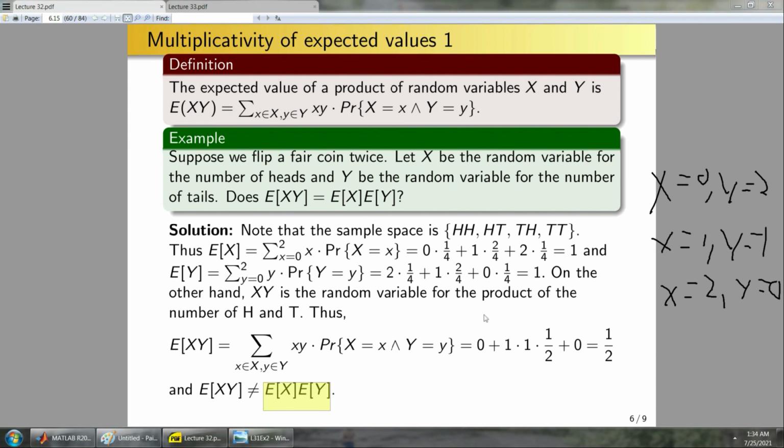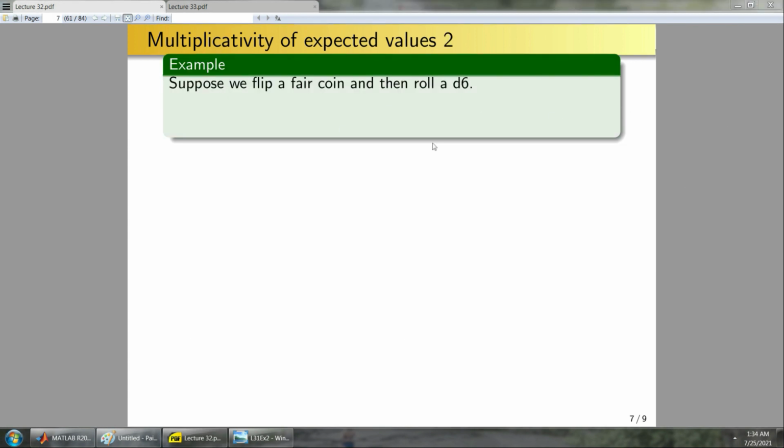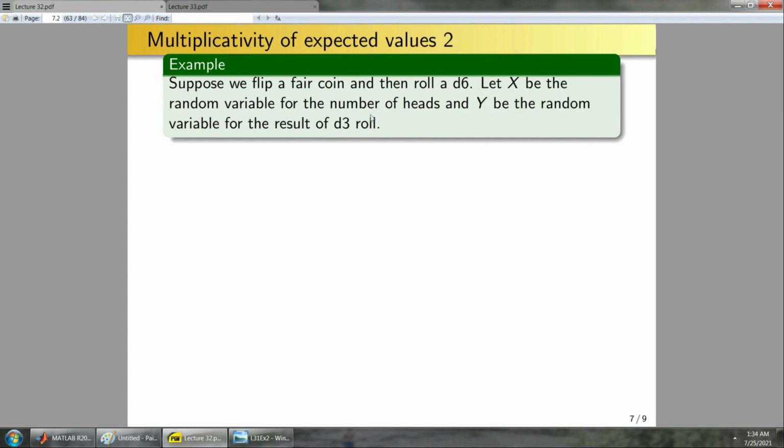Okay, so sometimes this isn't true. Is it true on other occasions? Well, I wouldn't be asking if it wasn't. So suppose we flip a fair coin and then roll a d3. Let x be the random variable for the number of heads, and y be the random variable for the result of the d3. Anyways, from here, does this equality hold?